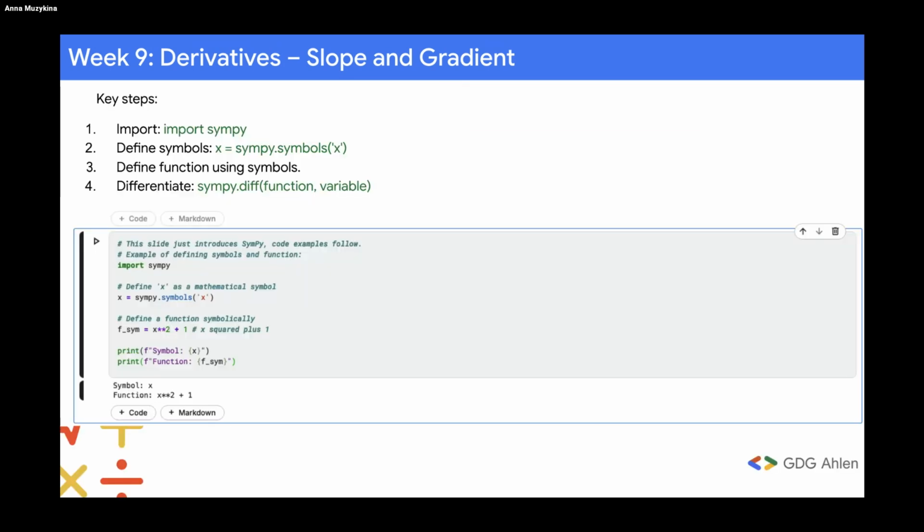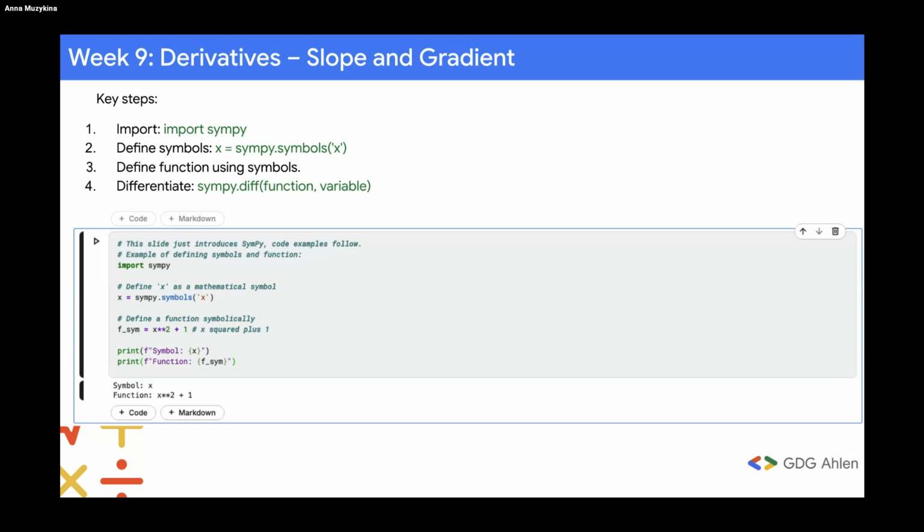We need, first of all, to import the library with the line import sympy. Define the symbolic variables you need using sympy.symbols. For example, x = sympy.symbols('x') tells sympy to treat x as a mathematical symbol, not a regular programming variable holding a number.